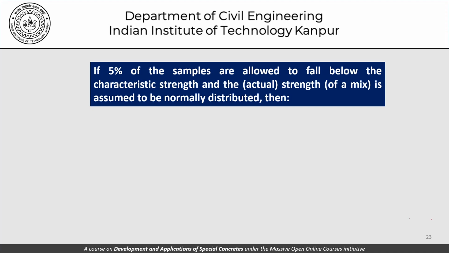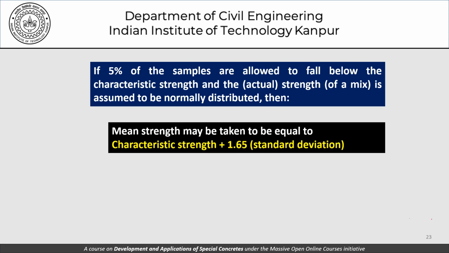Now, if 5% of the samples are allowed to fall below the characteristic strength and the actual strength of a mix is assumed to be normally distributed, then the mean strength can be taken to be characteristic strength plus 1.65 times the standard deviation. This comes from the fact that we are taking 5% samples falling below the characteristic strength. So this 1.65 comes from this 5%. And you can look up the statistical tables and find out how it is 1.65 and how this will change if this 5% was changed to some other number.